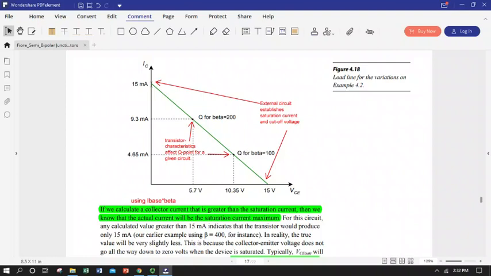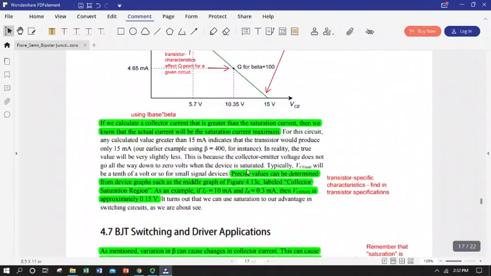So endpoints are controlled by the external circuit. Which Q point we're operating on is going to then be dictated by the transistor beta. And we can go through some math and show how that is the case for a given circuit and a given transistor. But this is what is known as a DC load line. So it includes everything that any transistor beta can do within the limits of an external circuit that you've designed for it.